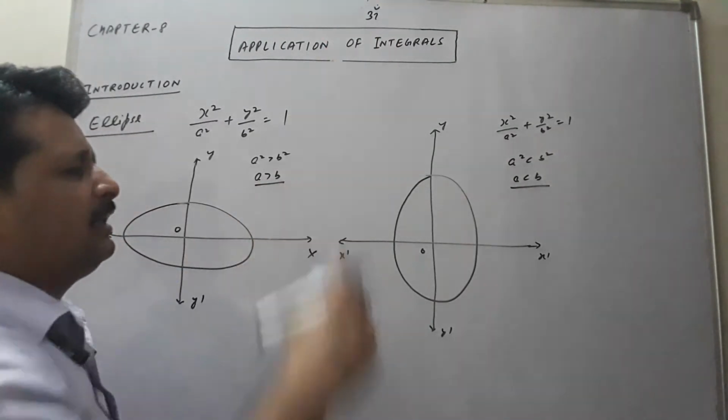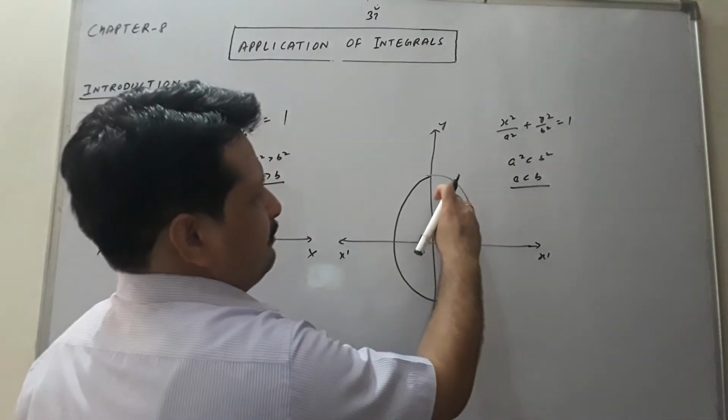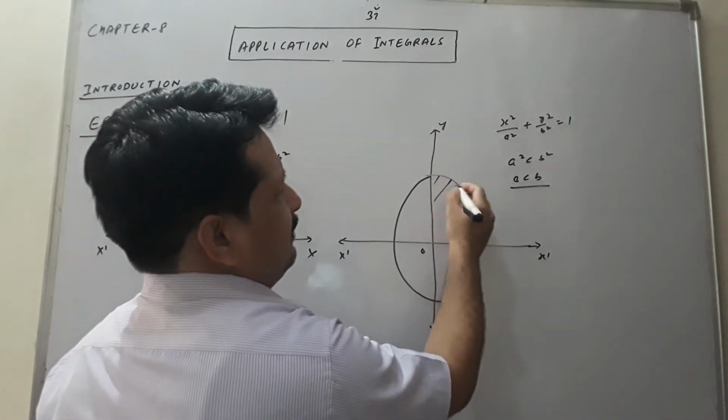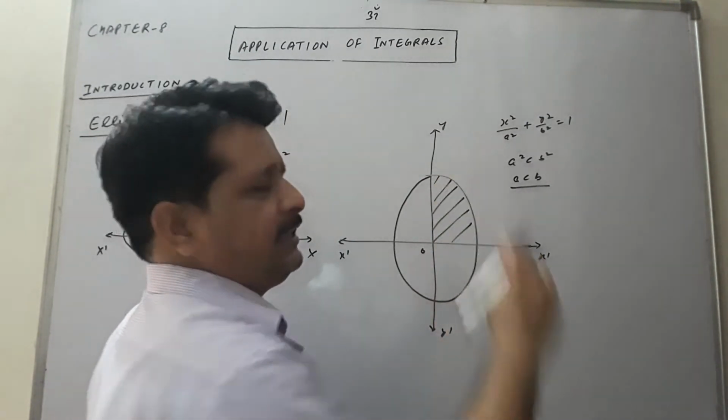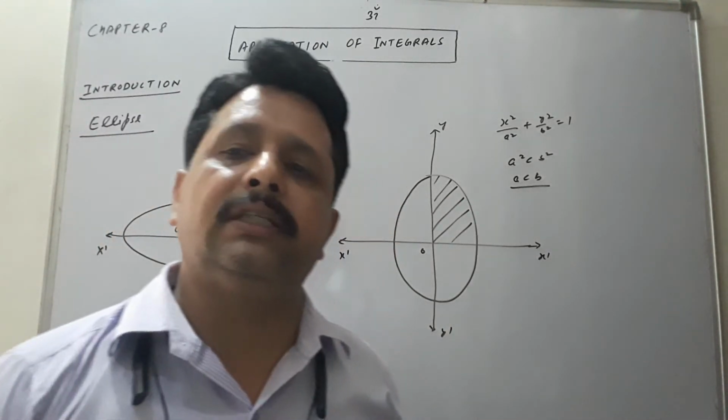Maybe the question may be like this: the ellipse is toward the x-axis. If the ellipse is toward the x-axis, we have to find out this area then, students. So that is why you must have the knowledge about these ellipses.